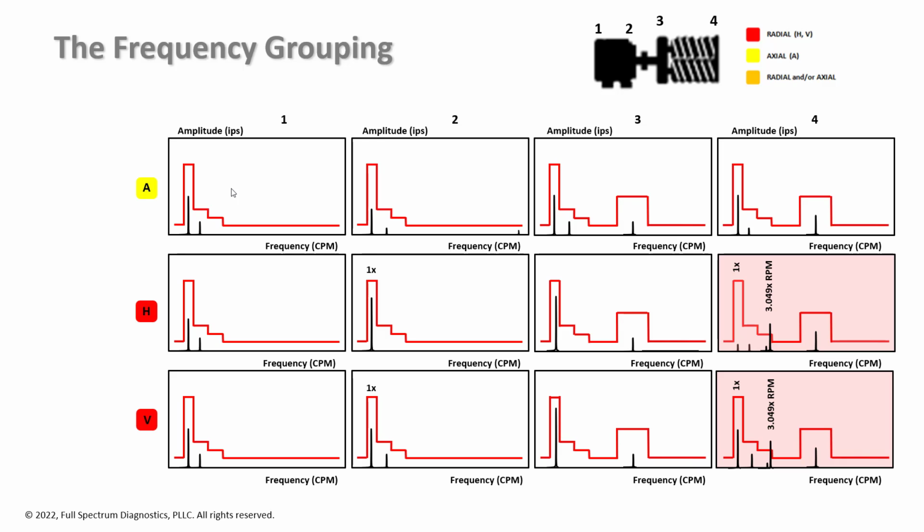So in this case, we find a peak at position 4 in the horizontal and vertical directions, and it's at 3.049 times RPM. So it's not at 3 times or 4 times. It's not an exact multiple of shaft speed. It's a fraction. And that's usually an indication of a rolling element bearing problem.